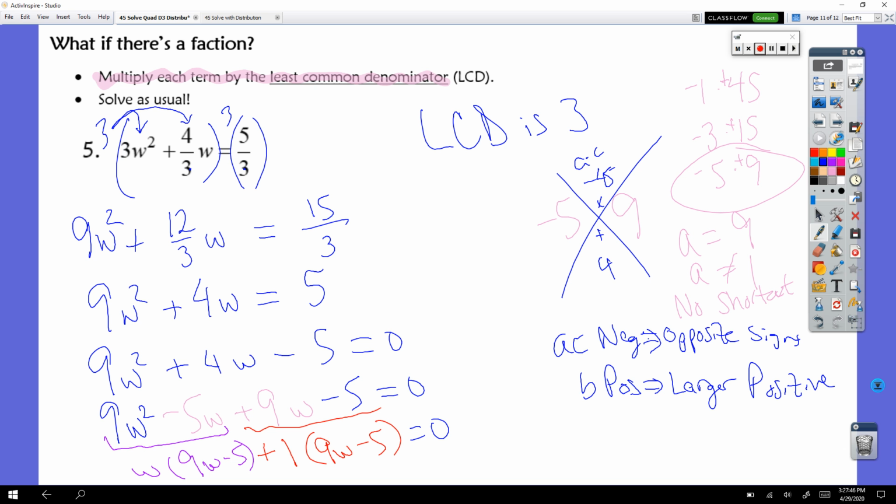Okay, so we've now gone from 4 terms to 2 terms, and our 2 factors then are going to be 9w minus 5 and w plus 1. Again, this is an equation, so I've got it equal to 0, and we'll finish off by setting each factor equal to 0 and solving.